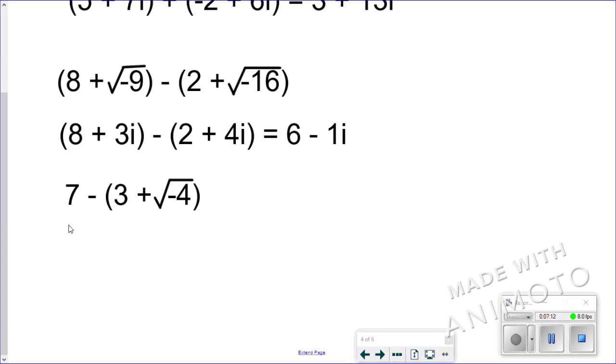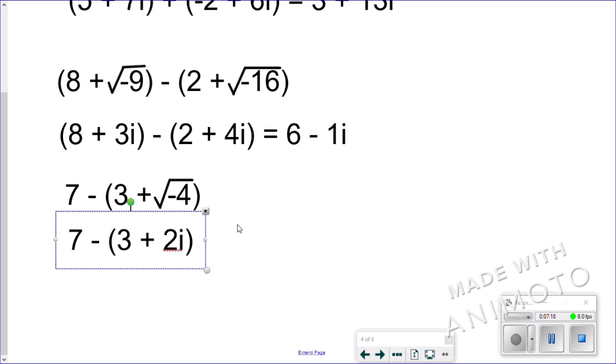This last one, simplify what's inside the grouping symbols first. So that goes to 3 plus 2i. And then just like before, it's just a matter of combining your like terms. So we have 7 minus 3, which is 4. And then we are not taking an i, so we have 0i minus 2i. So it's actually going to be -2i. Or if you want, you can look at it as distributing the negative and then adding your like terms. You can do that here too.